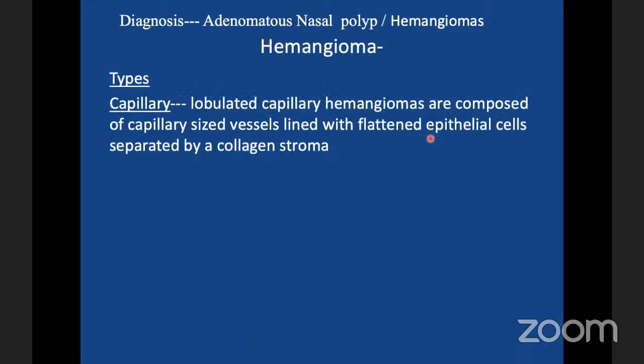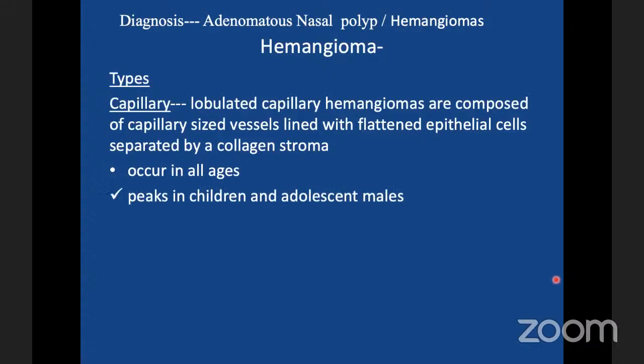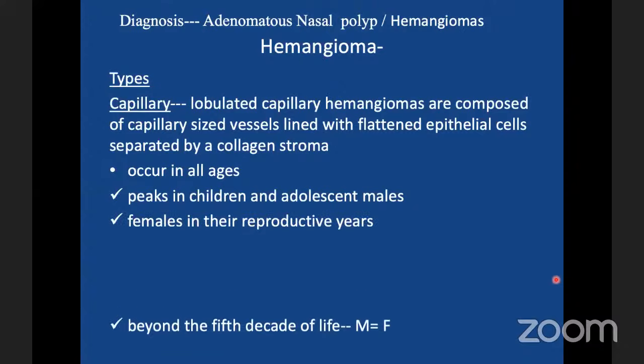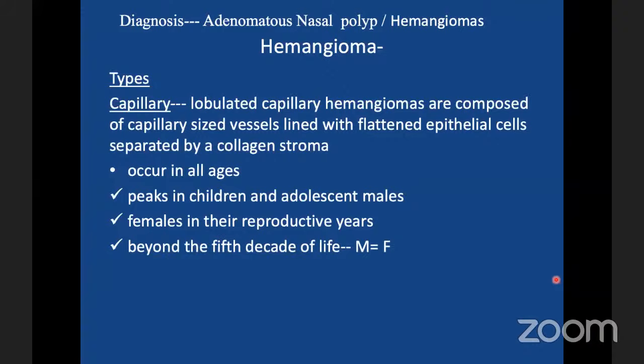What are the types of hemangiomas? Capillary and cavernous. Capillary are lobulated, are composed of capillary-sized vessels lined by flattened epithelium. Basically, these hemangiomas can occur in all ages. They peak in children and adolescent males. They are commoner in females in their reproductive age, and beyond the 5th decade, male and female are equally affected.